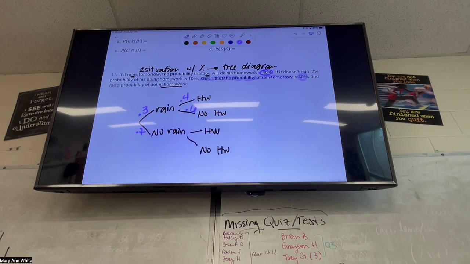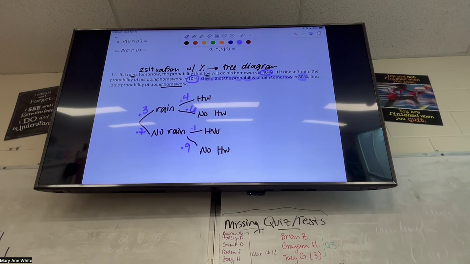Same idea. If it doesn't rain, probability of doing his homework is 10%. So follow your path. No rain to homework is 0.1. What's the probability if it doesn't rain, he won't do his homework? 0.9. Perfect. This is half the battle. We set up our little diagram. This is going to help us multiply numbers very, very simply, okay?